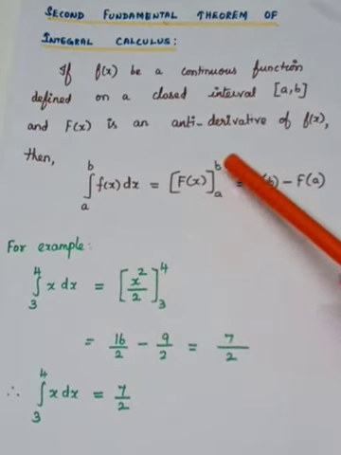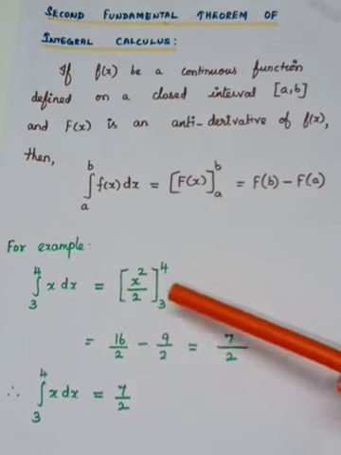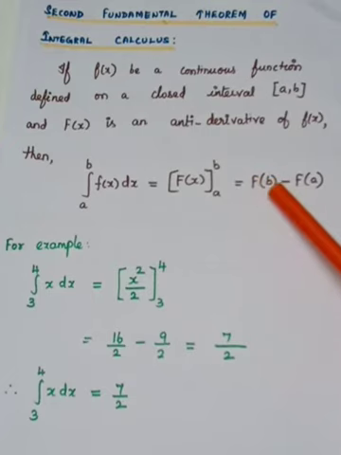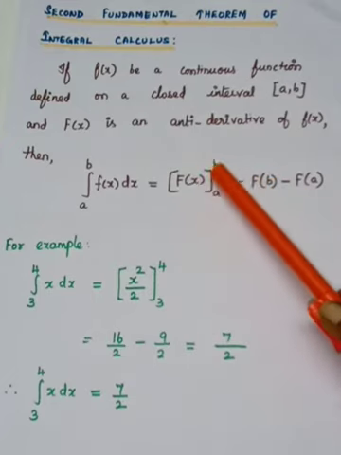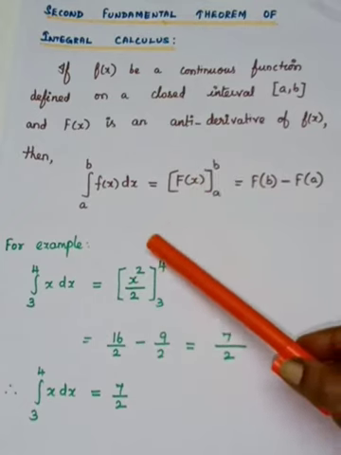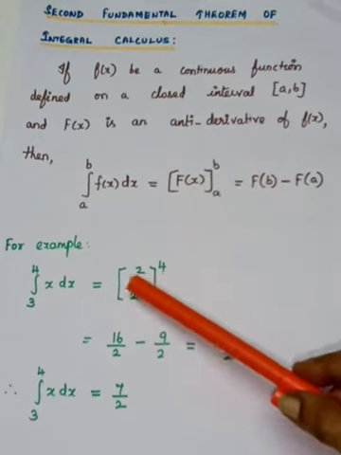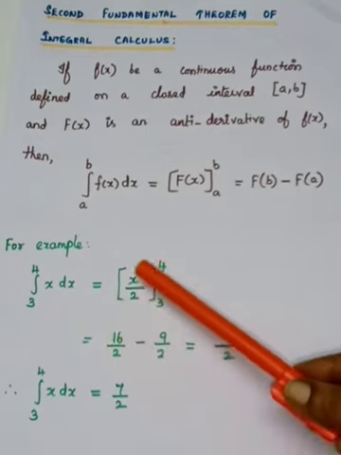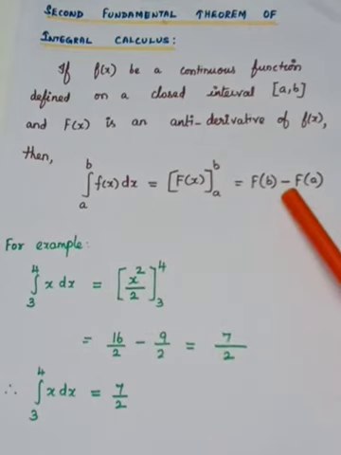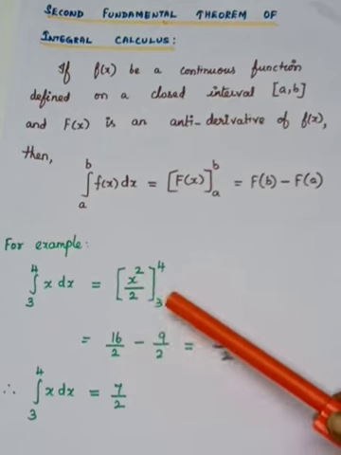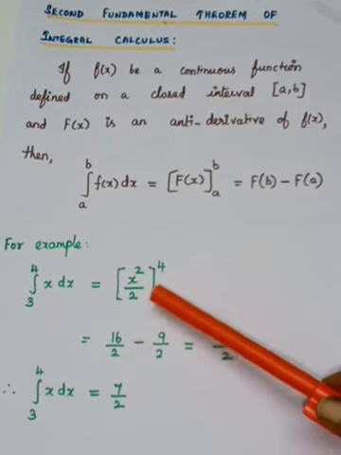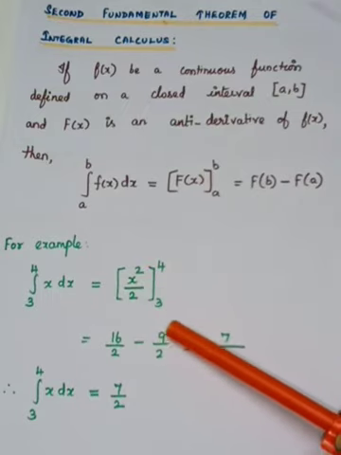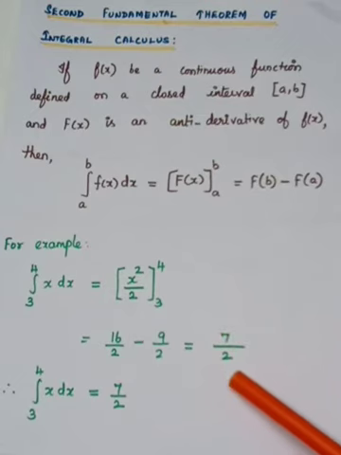Now you have to apply the limits, 3 to 4. 3 is the lower limit and 4 is the upper limit. Here we need F(b). In the place of x, first you apply the upper limit, which is 4. Wherever you have x, substitute the upper limit, so 4 squared is 16, 16 by 2. In between you have minus. Then apply the lower limit, substituting 3, so 3 squared is 9 by 2. If you simplify, the answer is 7 by 2.